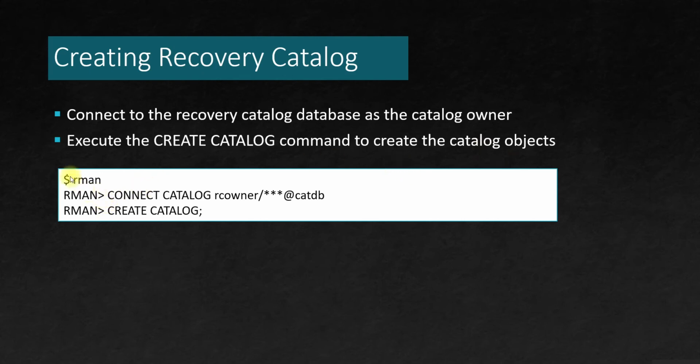So this is the way you invoke RMAN. You get an RMAN prompt and then you connect using the keyword catalog, then the owner of the catalog database, slash, the password, at the TNS entry. And then run create catalog. So that will create the catalog objects.